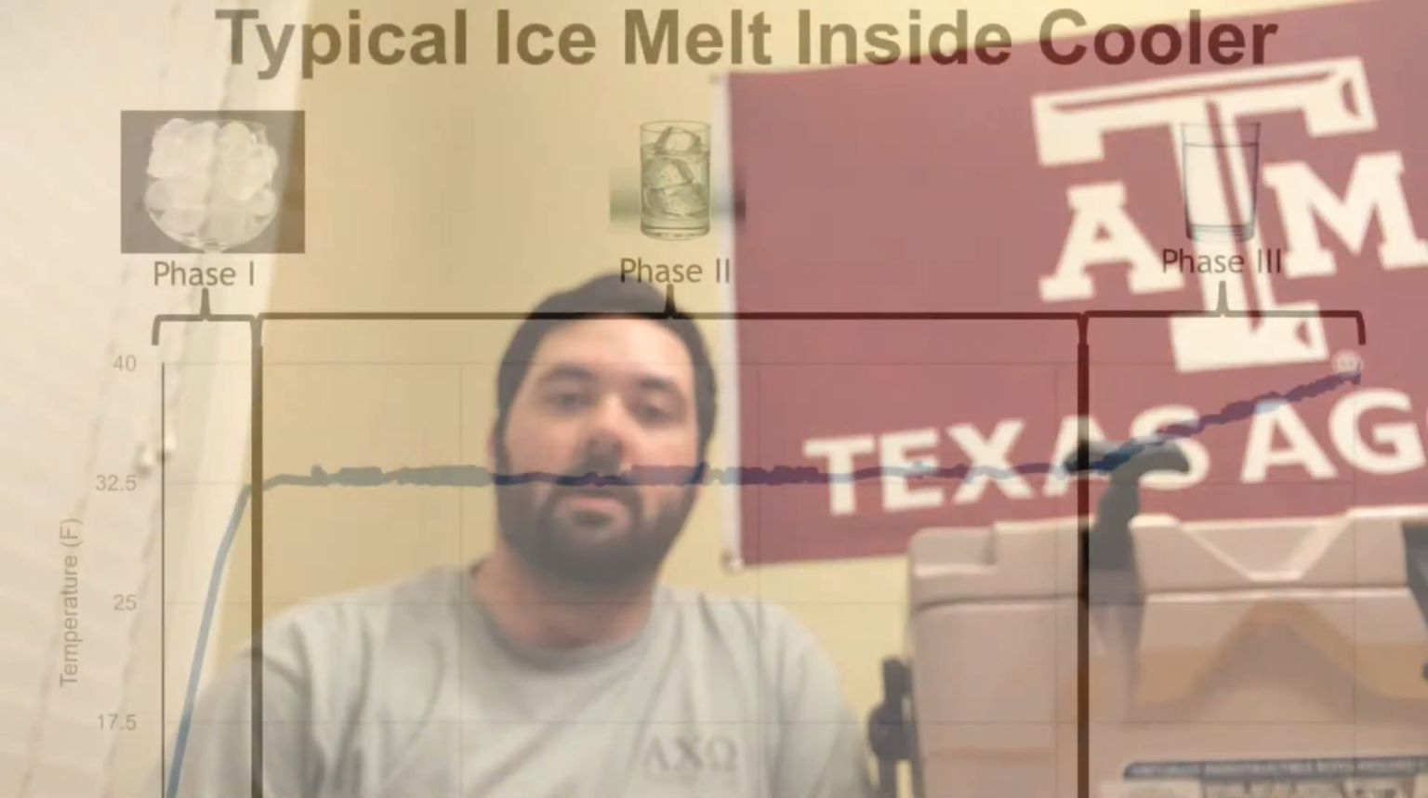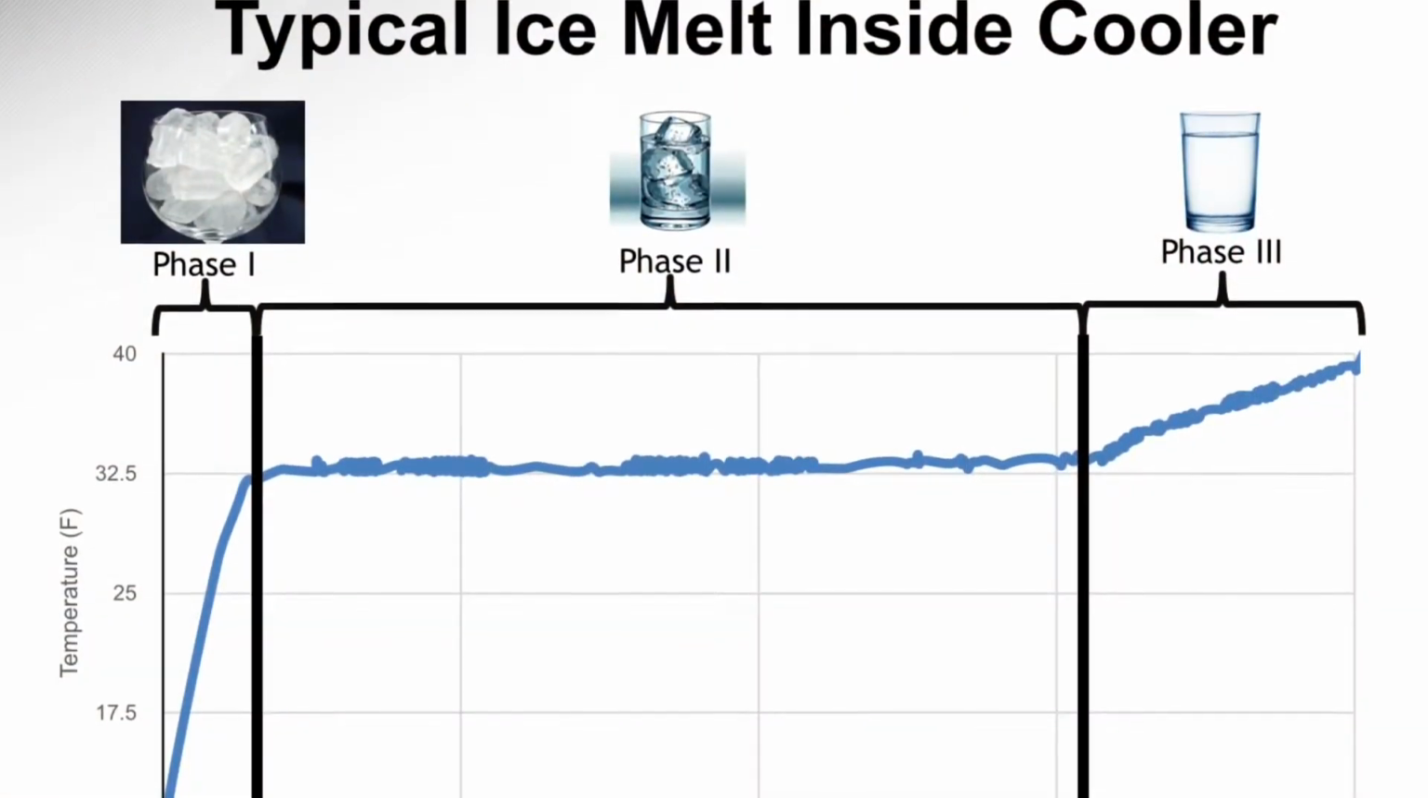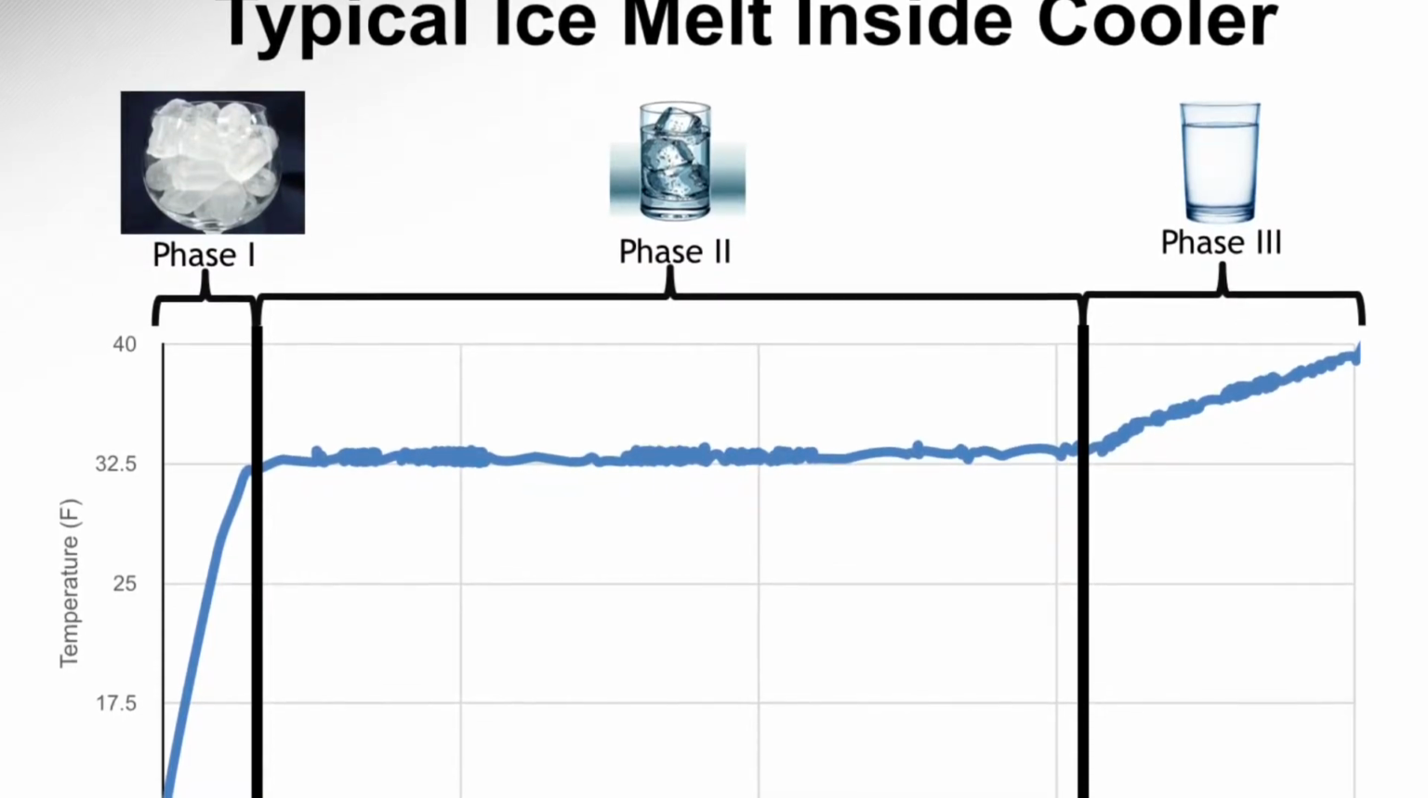The second is when there is a mixture of ice and water within the cooler, which holds constant at 32 degrees. And the last is when the ice is completely melted and the temperature of the water rises from 32 degrees to 40 degrees Fahrenheit.